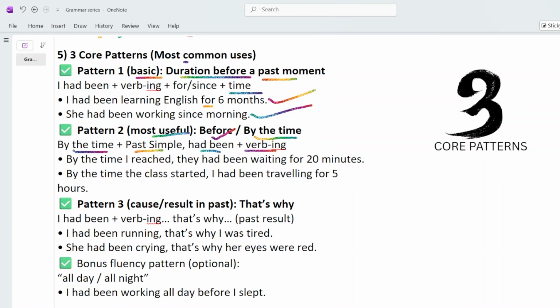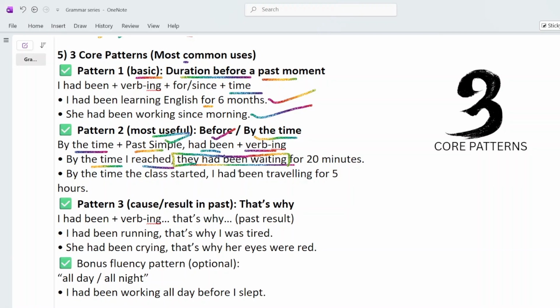So, what am I saying? You have to use by the time plus your past simple, and then comes your had been and verb in the ing form. Like, by the time I reached, this is past simple, they had been waiting, this is your past perfect continuous tense. So this is a combination of two tenses. By the time I reached, past simple, one tense, and then had been plus the verb in the ing form is your past perfect continuous tense.